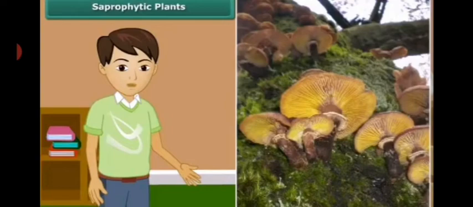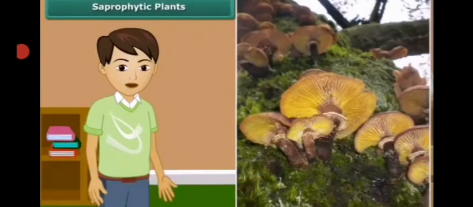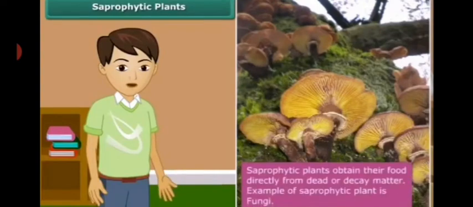Mushrooms are coming out from the dead organisms. That means they are not created from the dead organisms, no, they are collecting their food from those dead or decaying things, I mean spoiling things. You can see that some mushroom-like structures are coming out from the cow dung also. So these are the saprophytic, they collect food from the dead organisms. Here the definition is written. Examples: fungi, mushroom group.